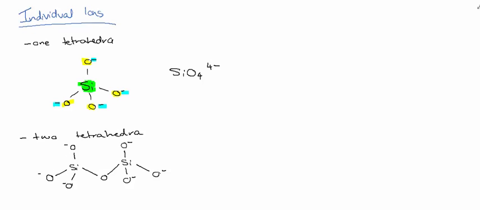So then if we want to deduce our formula from this, we can see we've got 2 silicons. So we've got Si2. We count off our oxygens, 1, 2, 3, 4, 5, 6, 7. So it becomes O7. And then if we count our negative charges, 1, 2, 3, 4, 5, 6. 6 minus.